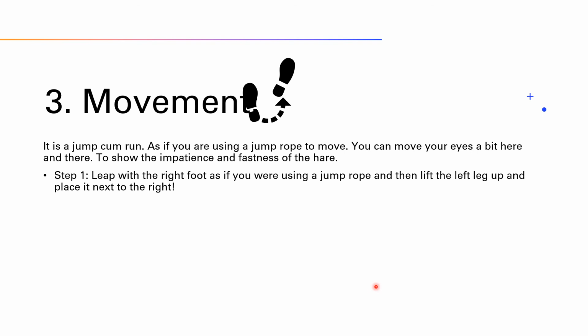Now we come to the movement. It is a jump and a run, as if you are using a jump rope to move. You can also move your eyes a bit here and there, like looking to your left and to your right, to show how impatient or fast a hare is. And it has just one simple step. Imagine again, like I said, that you are using a jump rope to move. So just leap with your right foot as if you were using a jump rope, and then lift the left leg up and place it next to the right. And just keep on repeating this gesture whenever you are thinking about moving like a hare. It's just like skipping. It's the way of jumping.